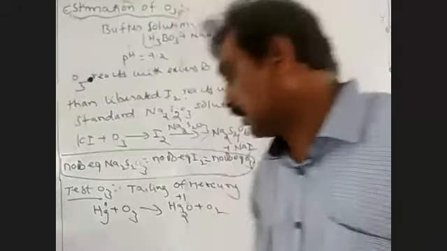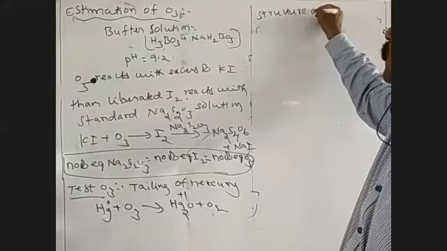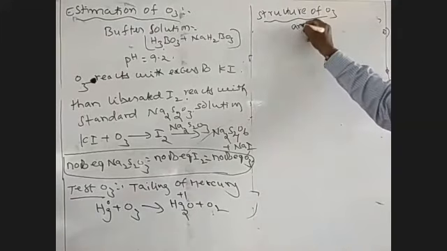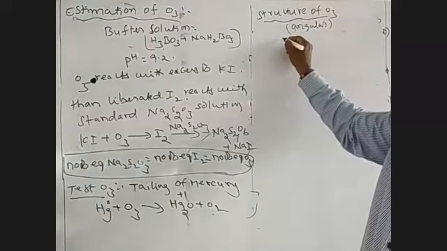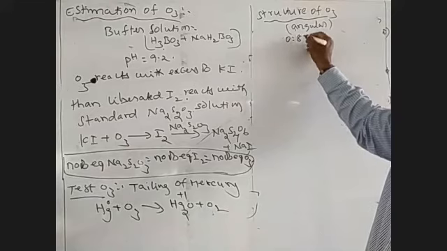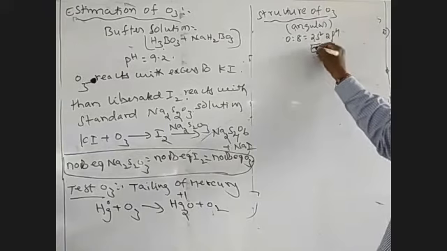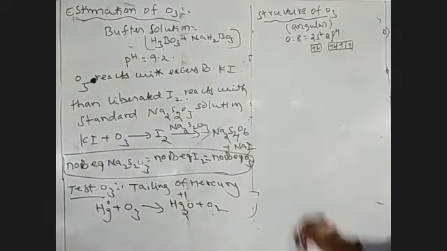The next one is the structure of O3. The O3 molecule has an angular structure. O3 is angular, and two resonating structures exist. Oxygen atomic number is 8, and the valence shell electronic configuration is 2s2 2p4. The s subshell contains 2 electrons and the p subshell contains 4 electrons.